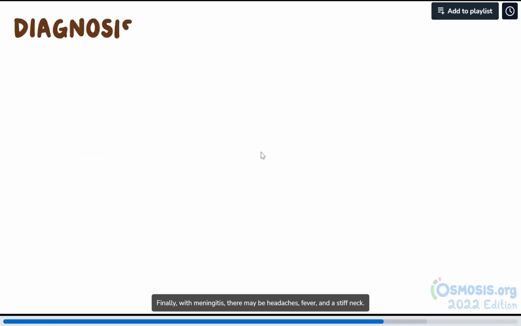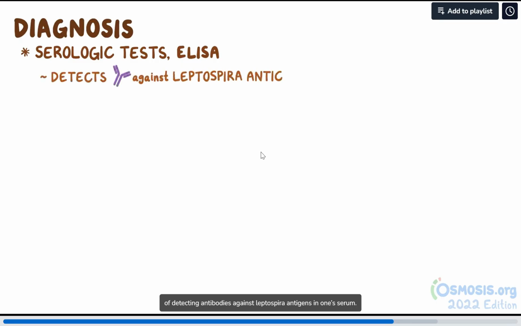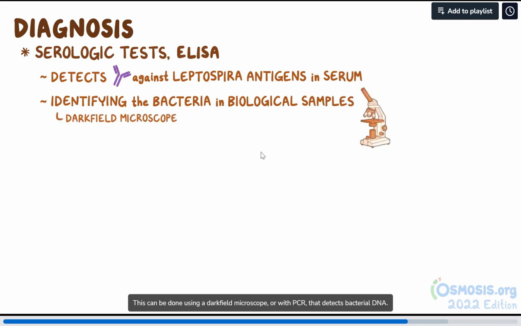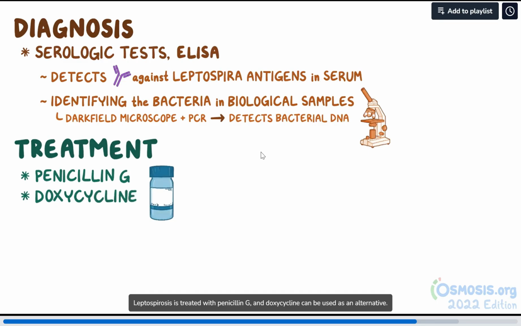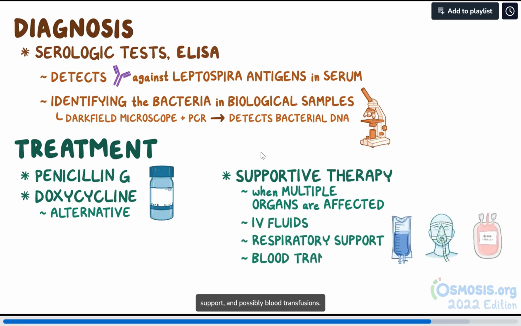Diagnosing leptospirosis is done with serologic tests like ELISA that typically consist of detecting antibodies against Leptospira antigens in one's serum. Another way to diagnose leptospirosis is by identifying the bacteria in biological samples. This can be done using a dark field microscope, or with PCR, that detects bacterial DNA. Leptospirosis is treated with penicillin G, and doxycycline can be used as an alternative. When multiple organs are affected, supportive therapy may be required, like IV fluids, respiratory support, and possibly blood transfusions.